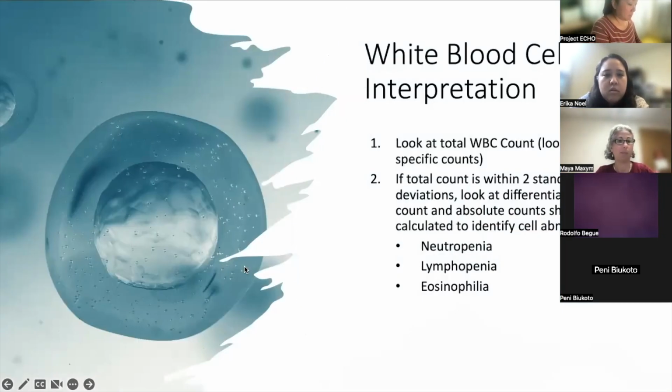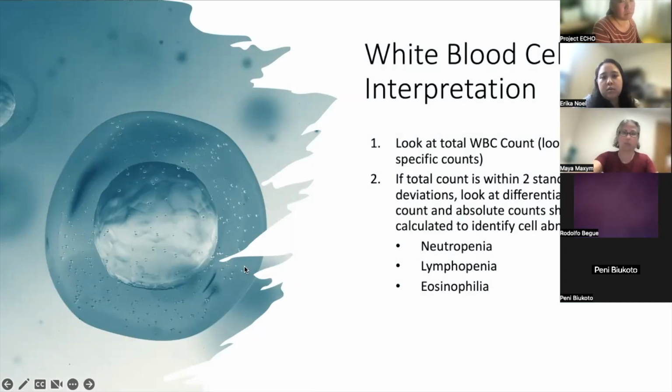So similar to the red blood cell count, I wanted to make a step-by-step in terms of how we interpret the white blood cell count. First is to look at the total white blood cell count, and there is a chart in this paper similar to the red blood cell count of age-specific counts. And if the total count is within 2 standard deviations, we can look at the differential cell count, and absolute cell counts should be calculated to identify cell abnormalities.